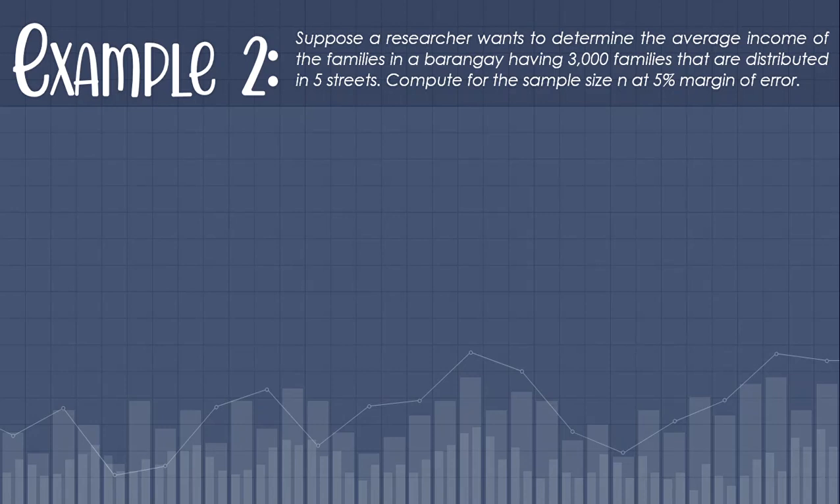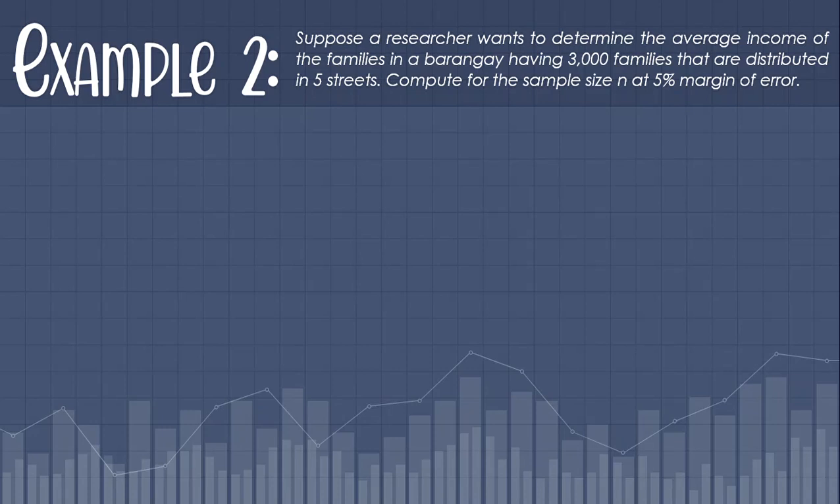The next one, for example 2, we have, suppose a researcher wants to determine the average income of the families in a barangay having 3,000 families that are distributed in 5 streets. Now we have to compute for the sample size n at 5% margin of error. Now as you can see in the problem, the barangay is divided into 5 streets, having 3,000 families in total. Now, obviously, that is stratified random sampling because we want each street of the barangay to be represented in the study.